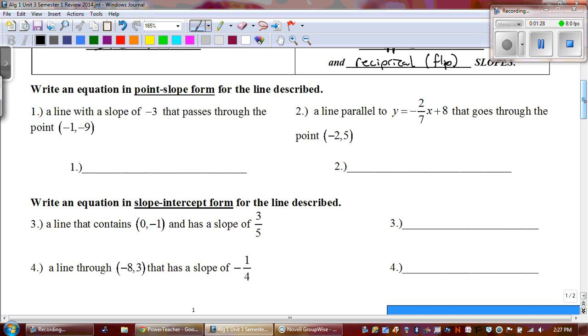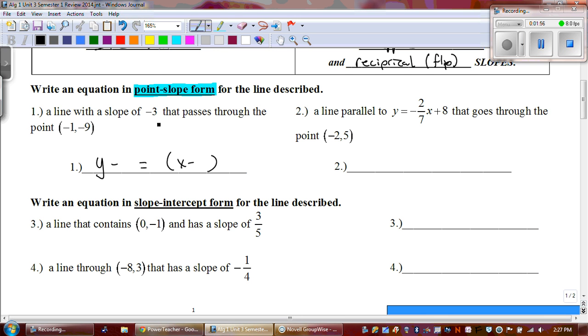All right, let's go through some problems. It tells us to write an equation in point-slope form for the line described. A line with a slope of -3 that passes through the point (-1, -9). So we are writing point-slope form. We are not solving this. So we just follow the y minus y1 and we start plugging things in.